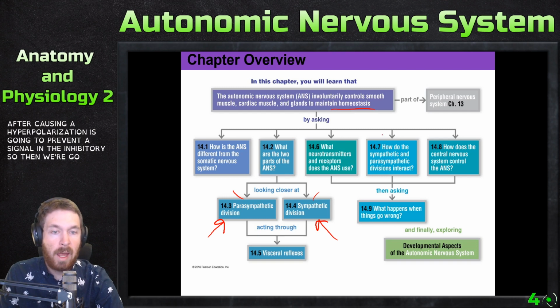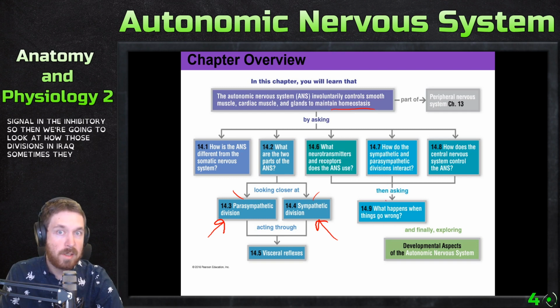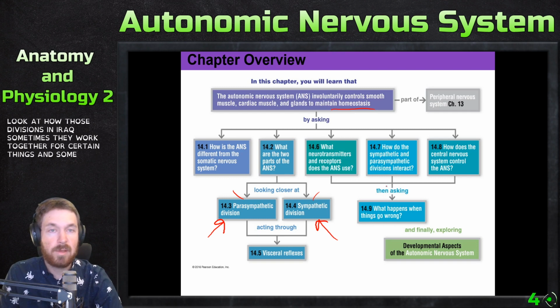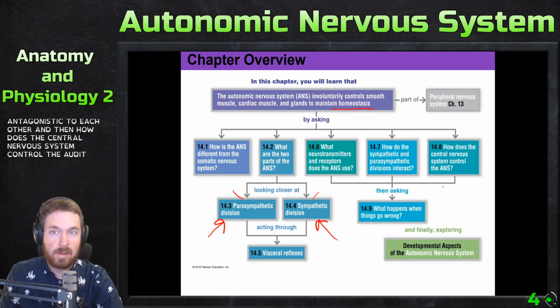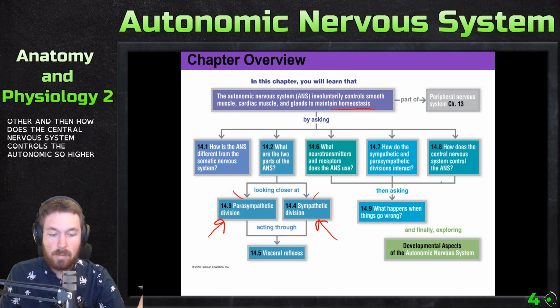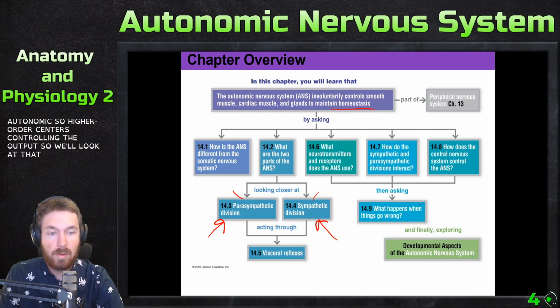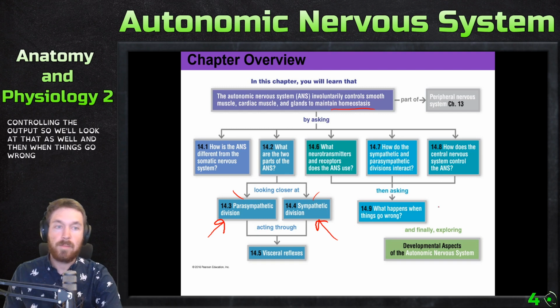So then we're going to look at how those divisions interact. Sometimes they work together for certain things, and sometimes they are more antagonistic to each other. And then how does the central nervous system control the autonomic? So higher order centers controlling the output. So we'll look at that as well. And then when things go wrong.